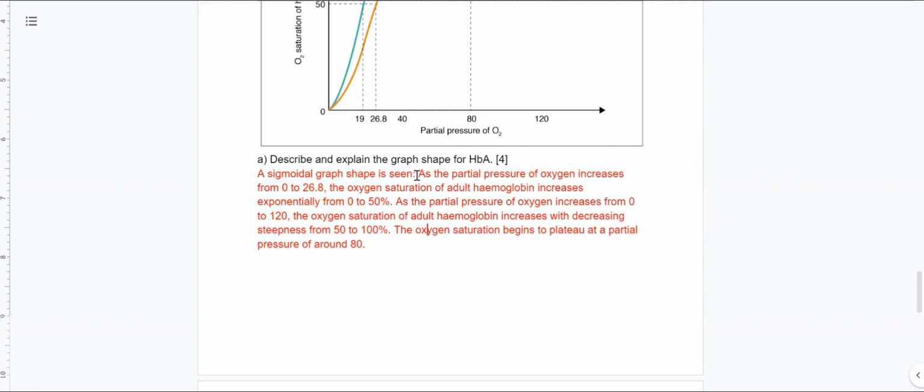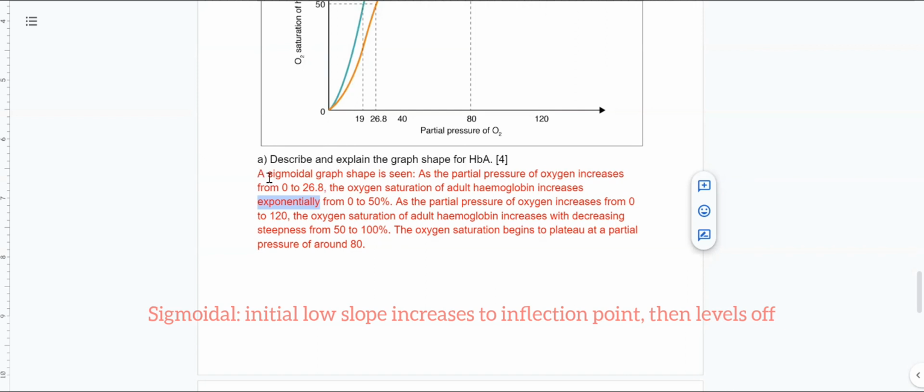So as the partial pressure of oxygen increases from 0 to 26.8, the oxygen saturation of HbA increases exponentially from 0 to 50%. The word exponentially is important because that is what I'm directly seeing from the graph. The fact that there is an increasing steepness of the gradient as more and more oxygen binds to hemoglobin contributes to the formation of this sigmoidal shape.